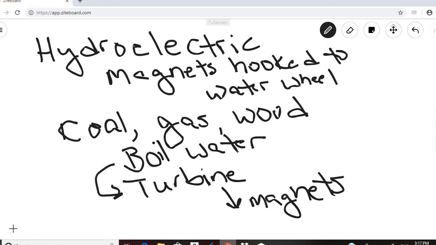So as the magnets turn, again, you're changing the angle of the magnetic field, and that causes it to create an electromotive force, which is a potential difference. So you're creating electric current because of that.